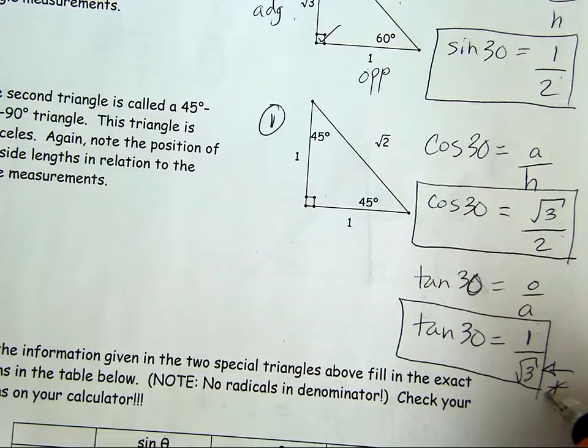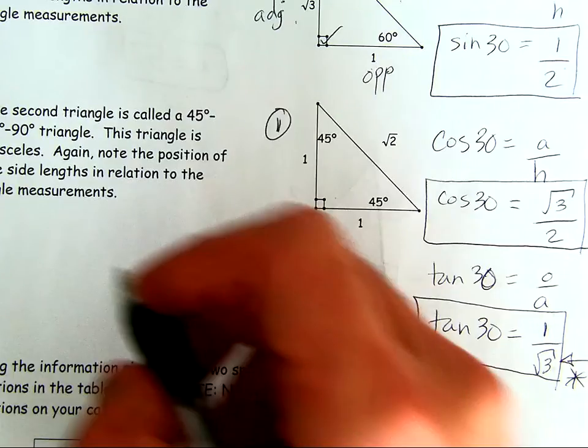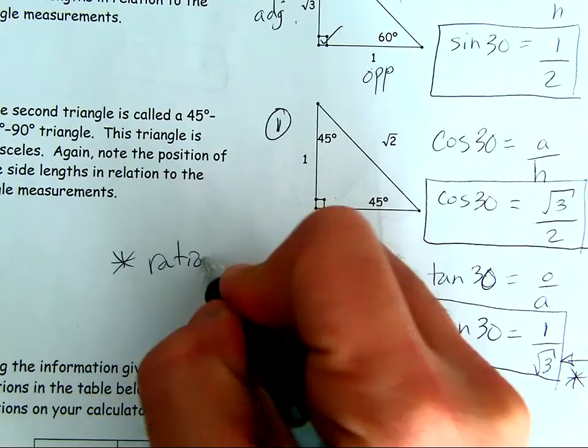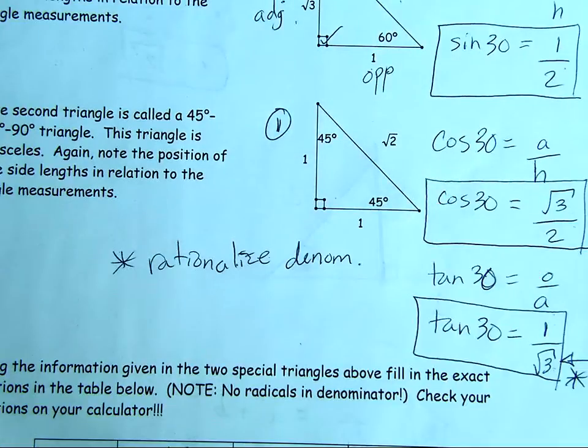Now, just look at the denominator here. The denominator has a radical, and that is not a proper way of writing a fraction. A fraction can never have a denominator as a radical. It could have the numerator as a radical, but not the denominator. So what we're going to do is called rationalizing. So we're going to rationalize the denominator. How do you rationalize a denominator? Well, let's take, for instance, this tan of 30.